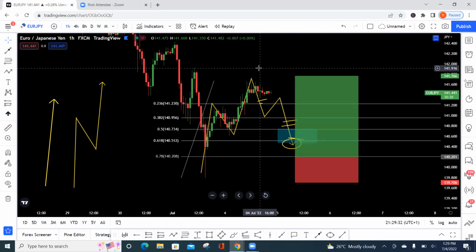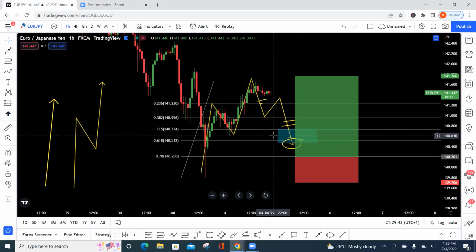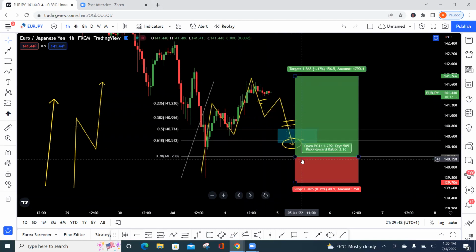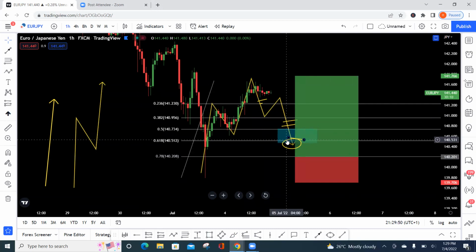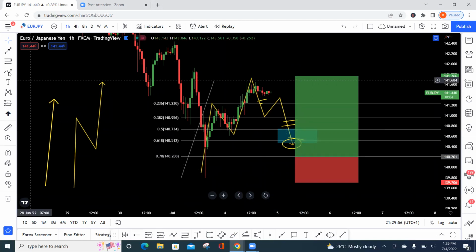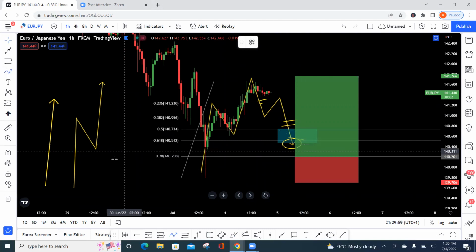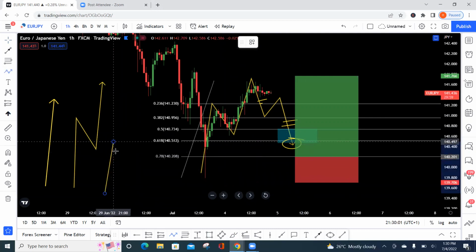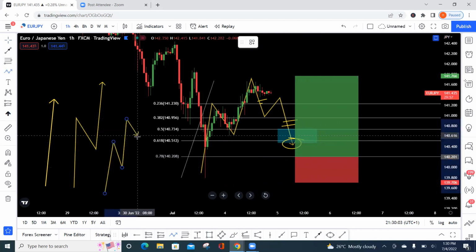Even though it is a three wave structure, A, B, C, it is behaving as if it's an impulse, because that three wave structure is being corrected by another three wave structure. So in that case, this three wave structure that is the correction is the proper correction. And the three wave structure that is to the upside is a three-wave impulse. And then the third type of impulse is a five-wave impulse. 1, 2, 3, 4, 5.